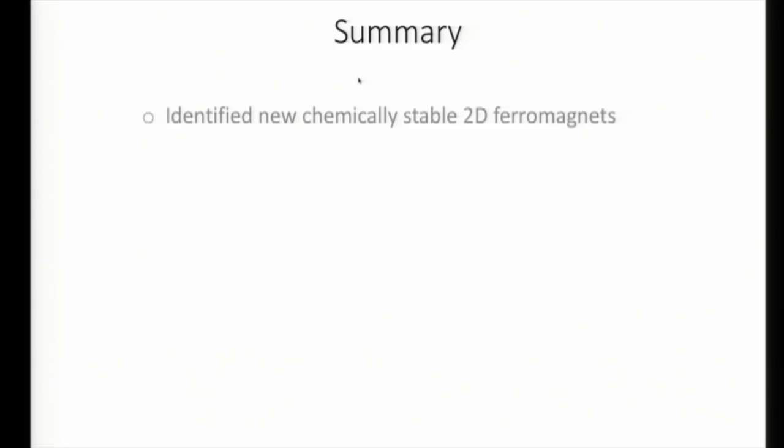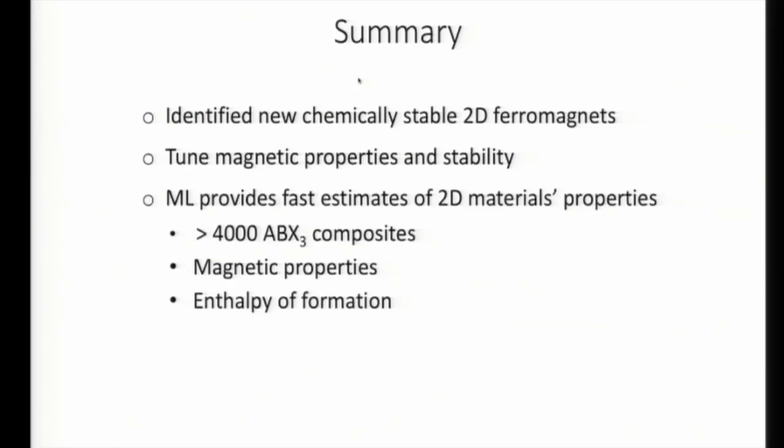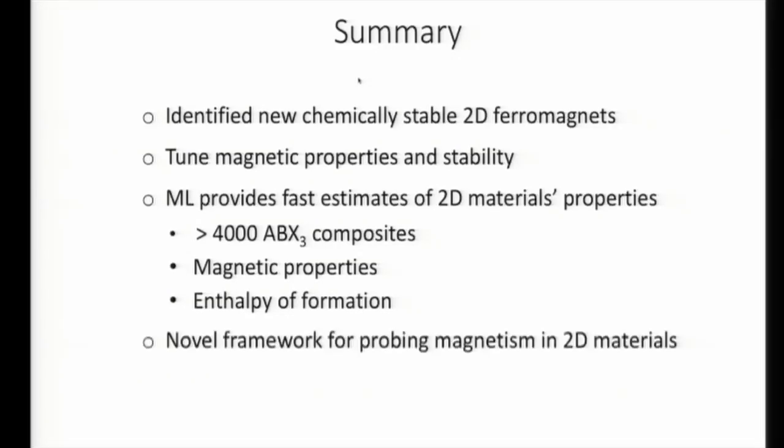So to summarize, we've identified new chemically stable 2D ferromagnetic materials. We've shown that we can tune their magnetic properties and chemical stability by making atomic substitutions. We've used machine learning to make fast estimates of over 4,000 ABX3 type structures. We picked out their magnetic moment and their chemical stability. And this is a new framework for probing magnetism in 2D materials.